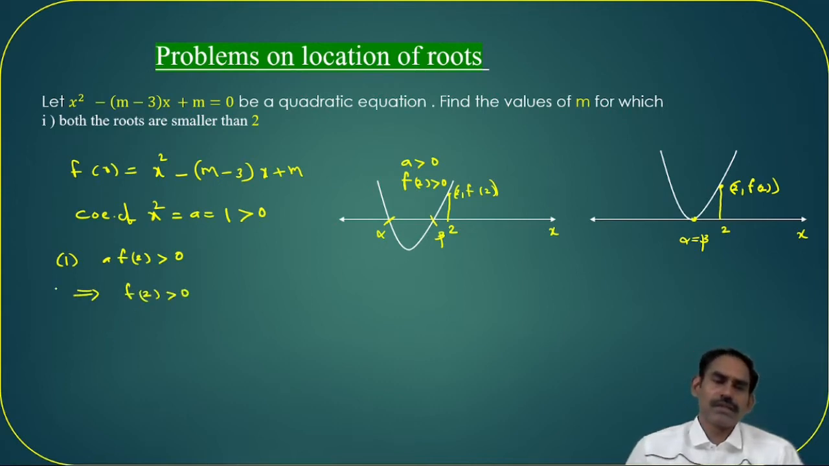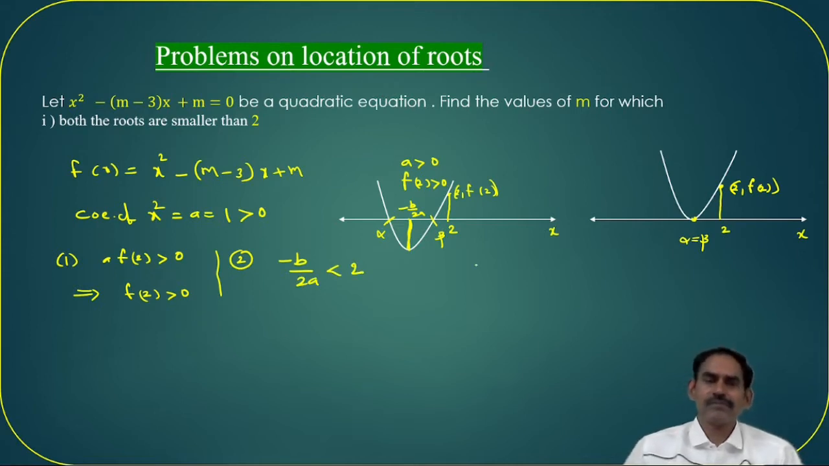Next, this condition is not enough to identify the exact location of roots. Therefore we involve another condition, minus b by 2a. This is the x coordinate of the vertex. Clearly minus b by 2a is less than 2. That is condition number 2.